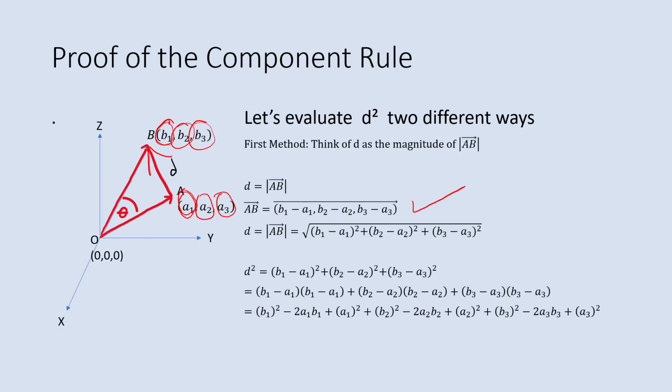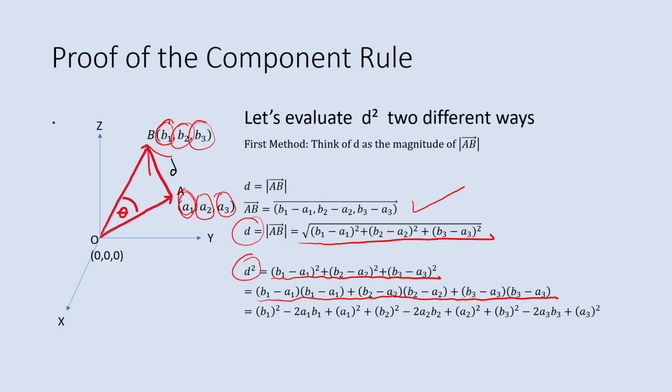And then we'll be able to determine that the length of that vector, the magnitude, which I'm showing as small d, will be equal to the square root of b1 minus a1 quantity squared plus b2 minus a2 quantity squared plus b3 minus a3 quantity squared. So that would mean that to square d, squaring it would give me the same expression but without the square root over top. And we would just simply have to expand them all out.